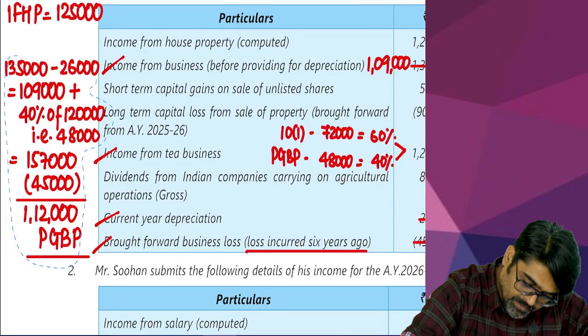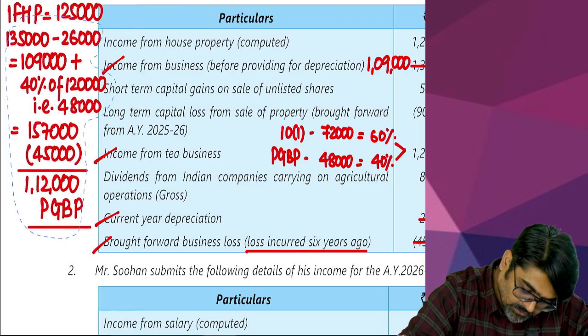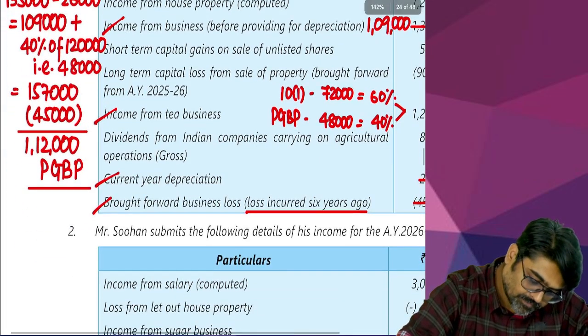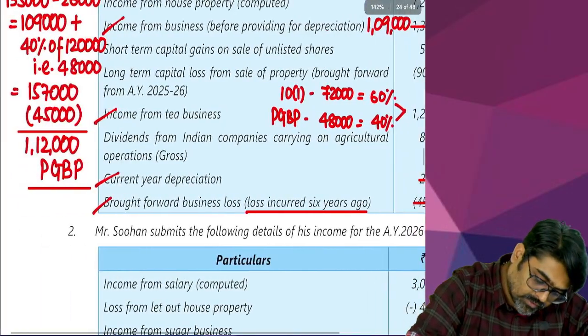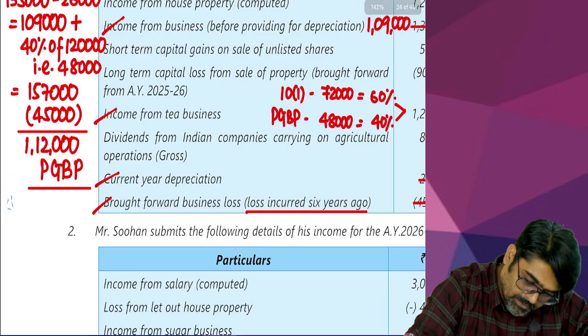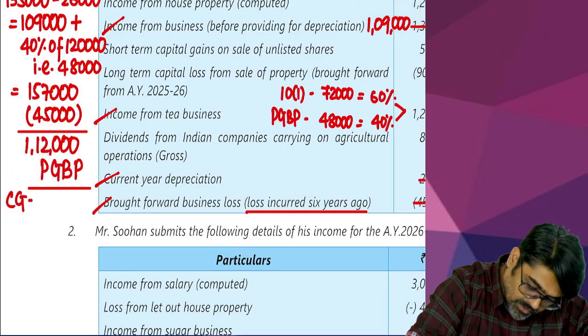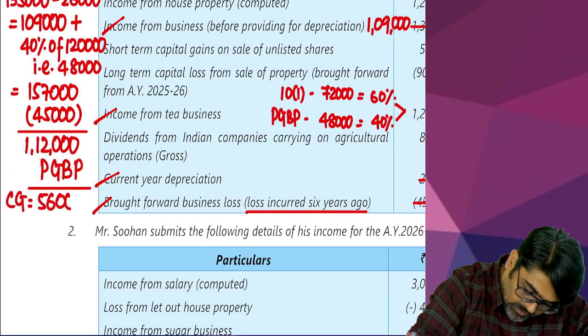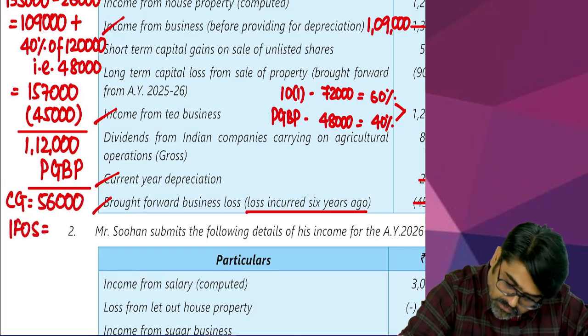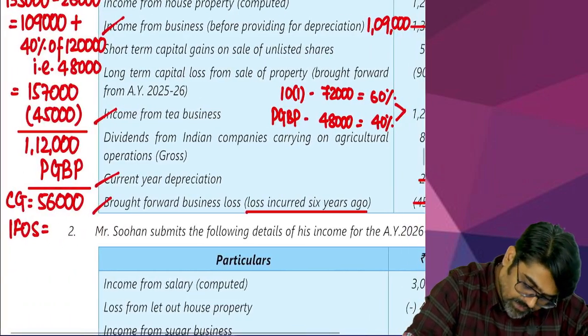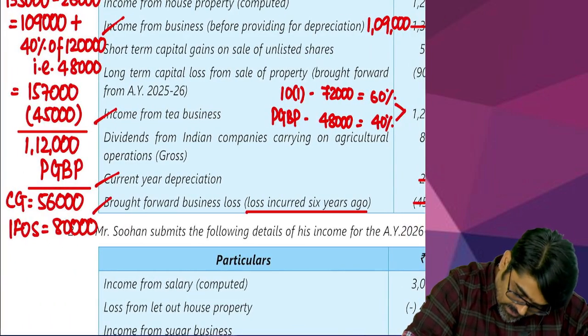Then after PGBP, capital gain is also there, no? How much is your capital gain? Tell me. Capital gain is only short-term capital gain, 56,000. So, CG, capital gain, is equal to 56,000. Do you have IFOS? IFOS, the dividend. How much? 80,000. Any other head of income?